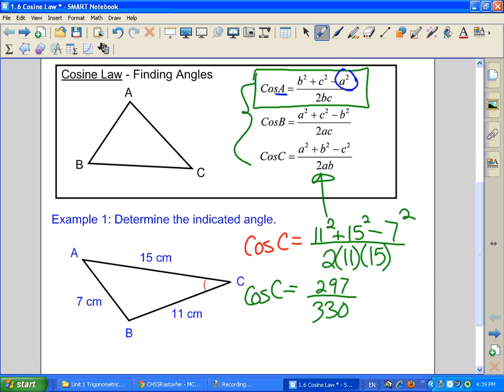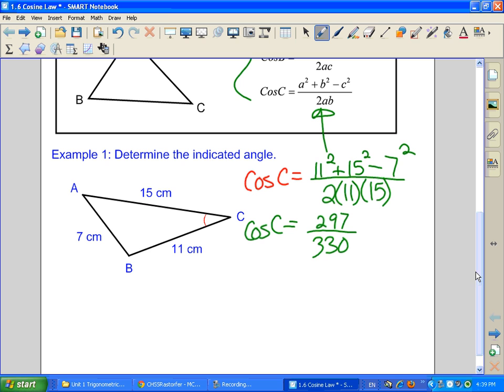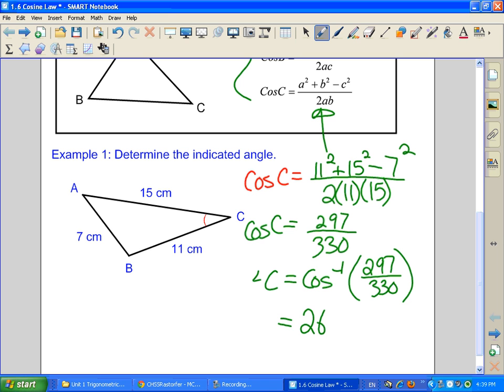So to find the angle, remember you've got to use your inverse buttons in your calculator. So the angle C equals the cos inverse, my apologies, of that fraction, 297 over 330. Solving that through, you're going to get the angle to the nearest degree is going to be 26 degrees. So again, it's plugging in your calculator and remembering how to use your inverse buttons. So that's an example of finding an angle.